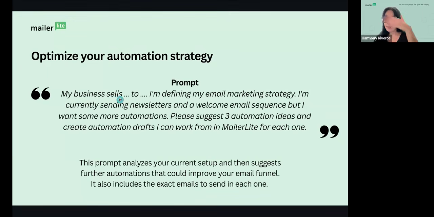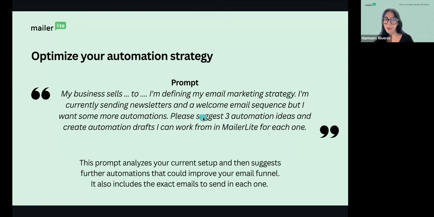My business sells something to somebody. I'm defining my email marketing strategy. Currently sending newsletters and a welcome email sequence, but I want more automations besides just these generic ones, what we're told to start with. Please suggest 3 automation ideas and create automation drafts I can edit from in MailerLite for each one.